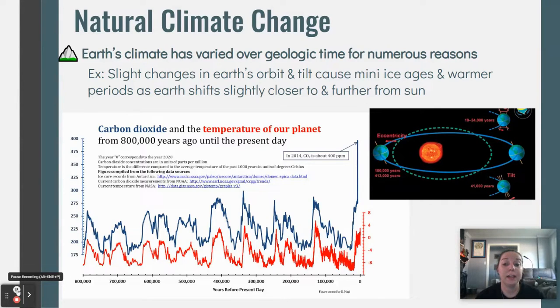But what I really want you also to see on this graph that's important to understand is that as we've gotten closer to human history, and as we've gone through industrialization, we've seen way higher levels of carbon dioxide in the atmosphere than we've ever seen before in Earth's history.